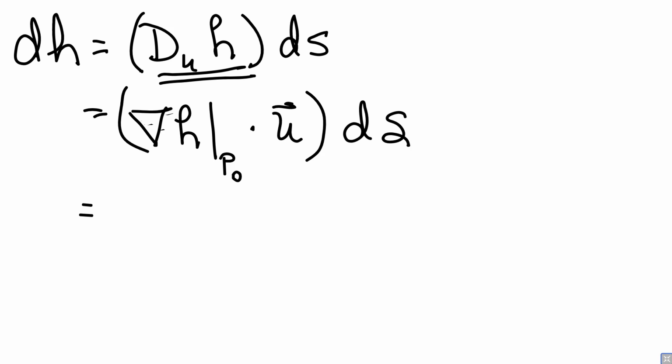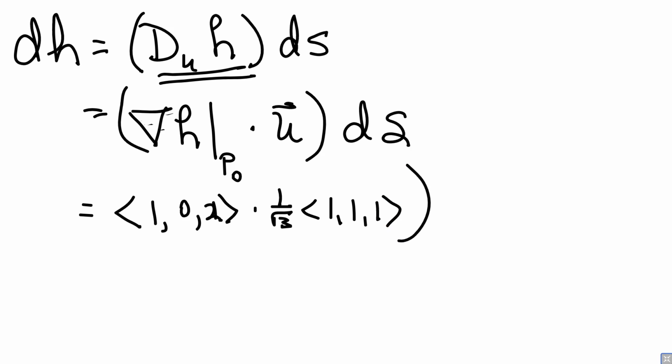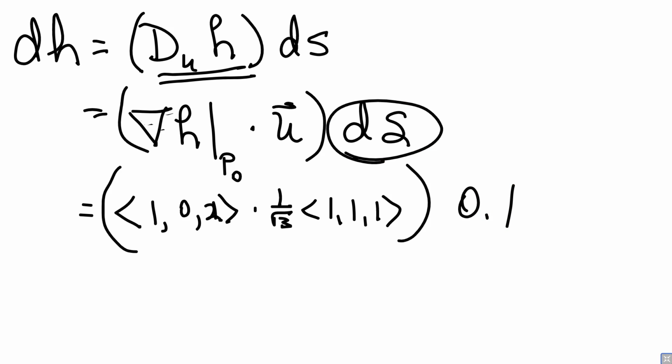Okay, so for this, the gradient of h evaluated at the point, we came up with the value of, and I'm going to do it in just the coordinate form. So we had (1, 0, 1), (1, 0, 2). So we're going to dot that with the unit vector. Well, the unit vector is defined as 1 over the square root of 3 times (1, 1, 1). And then we're going to multiply that answer by ds, which is defined as 0.1.